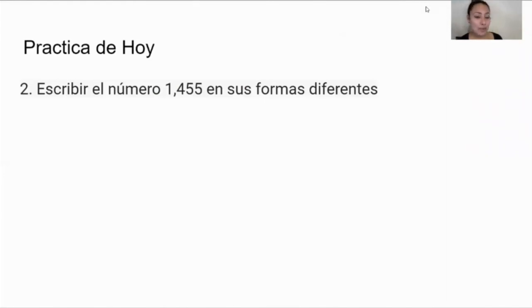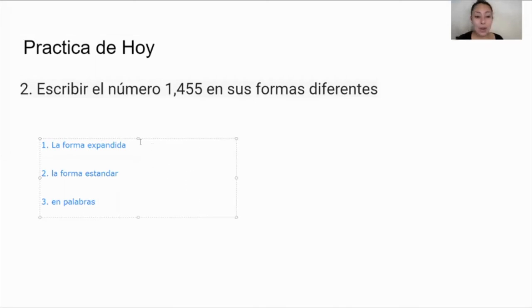Lee el número 2 conmigo. Escribe el número 1455 en sus formas diferentes. Igual que en la otra pregunta, vamos a escribir el número 1, número 2 y número 3. Esto iría en tu caja número 3 en tus notas. Aquí, en número 1, vamos a empezar con la forma expandida. Luego vamos a escribirlo en la forma estándar. Y vamos a terminar con escribir el número en palabras.